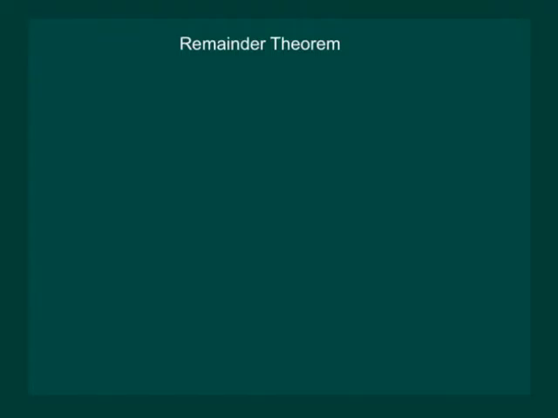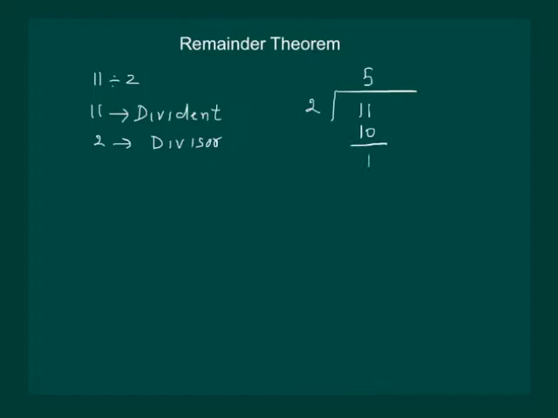Before extending the remainder theorem to polynomials, let us revise the remainder theorem for real numbers. Say we have to divide 11 by 2. Then we know that 11 is called the dividend and 2 is called the divisor, and after division we get a remainder and quotient.